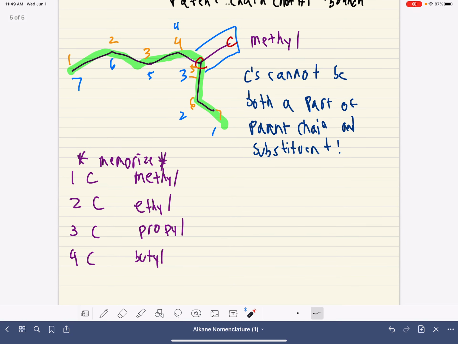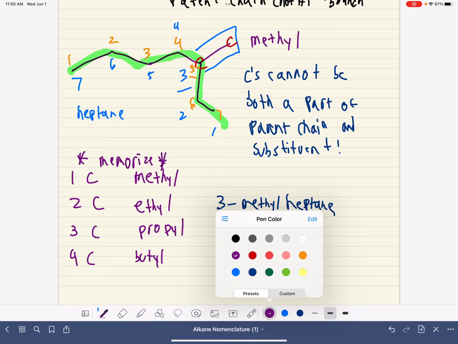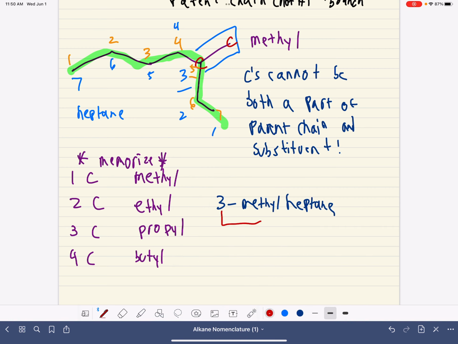So how would we name this molecule now? Well, it's a 7-carbon chain, so that's heptane, and we have a methyl group at position 3. So we would name this as 3-methyl heptane. So let's break this down. The 3-methyl tells us that there's a methyl group at position 3. And this heptane tells us it's a 7-carbon chain.